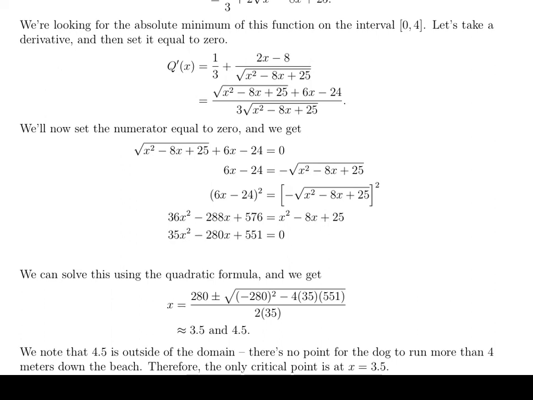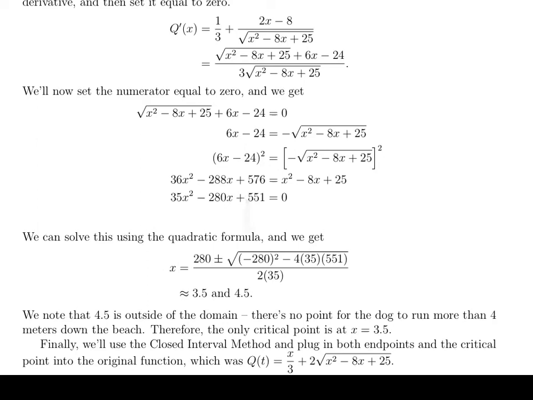Now notice that 4.5 is outside of the domain. There's really no point at all that the dog would want to run more than 4 meters down the beach. Why would you want to overshoot that point and then turn back and start swimming? So really, the only critical point we have is at 3.5. Okay, so let's use the closed interval method and plug both endpoints and the critical number into the original function, which was x over 3 plus 2 times the square root of x squared minus 8x plus 25. So we're plugging in 0, we're going to plug in 3.5, and we're going to plug in 4.